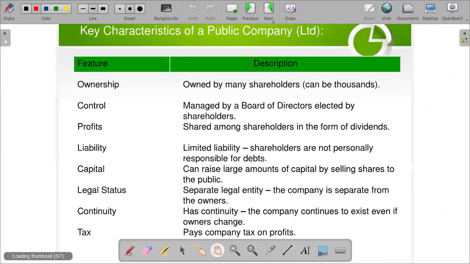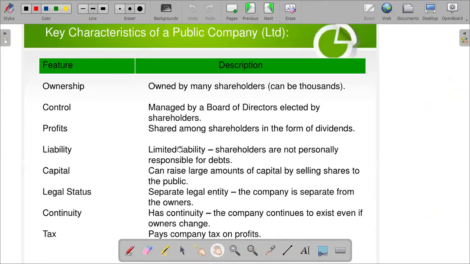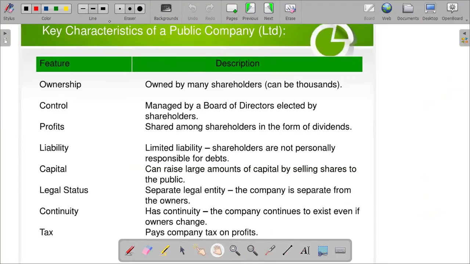So let's move along to the characteristics of a public company. Again, we're going to move fast because we already touched a lot of these things. Ownership: owned by many shareholders. It can be thousands of shareholders. Why? Because the company is listed, so any member of the country can buy the shares. Controlled by a board of directors. Don't confuse it with the private company where it's controlled by directors. Here it's controlled by a board of directors, also elected by the shareholders. And profits are shared among the shareholders in the form of dividends.